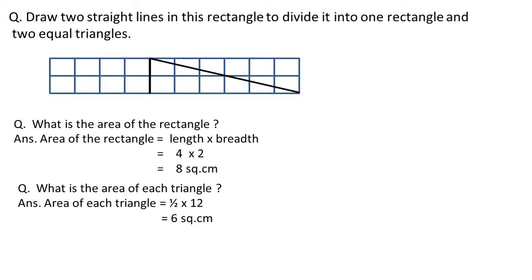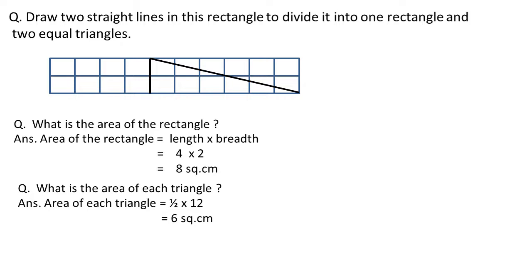Here comes the next one. So this entire big rectangle is divided into one rectangle and two equal triangles. All right, now let us see the questions based on this figure. Question number one is, what is the area of the rectangle? So there is only one rectangle after the division.